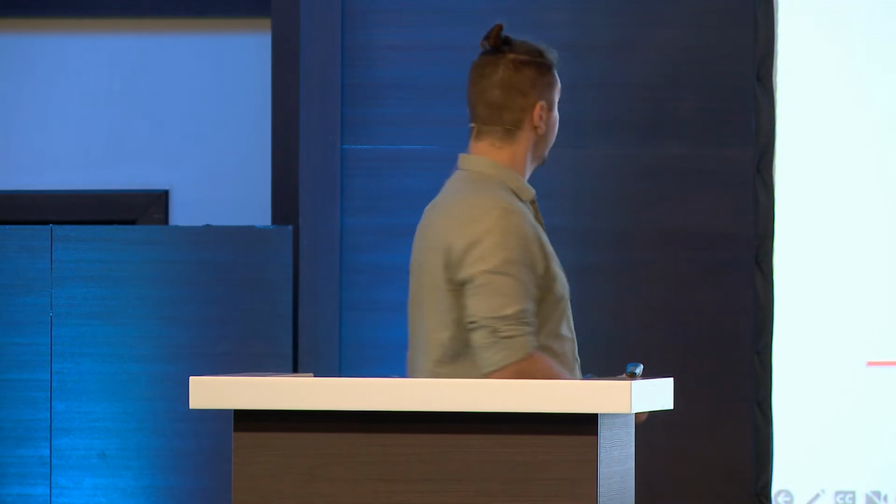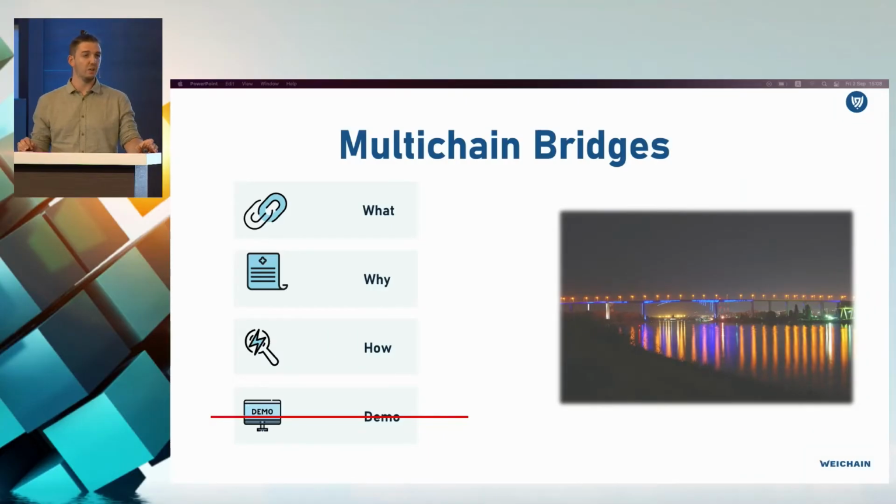So the agenda is: what is a multi-chain bridge? Why do we need a multi-chain bridge solution? How do they work? And if we have time, a demo. My time was cut for some reason, so maybe we won't have time for the actual demo, but I'll do my best to go quickly through the slides, because it wouldn't make sense to show you a demo of something that I haven't explained first.